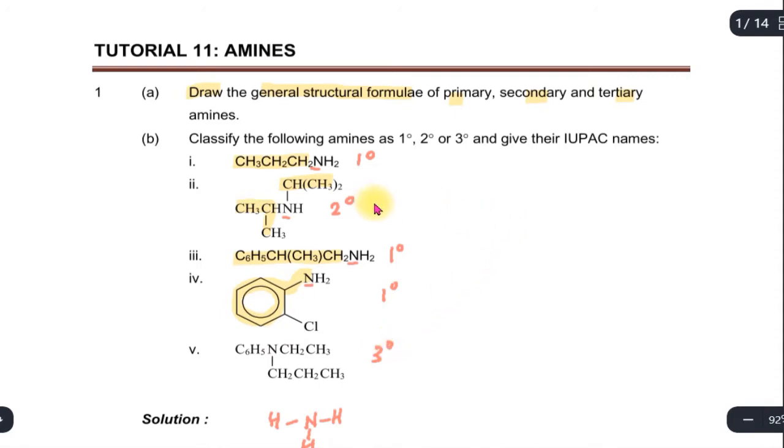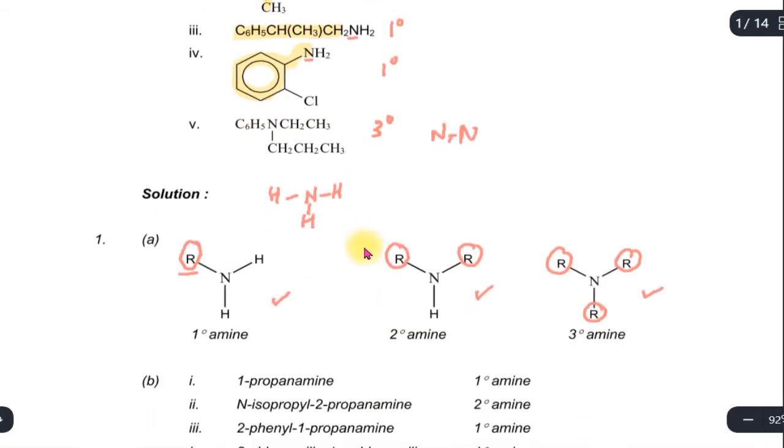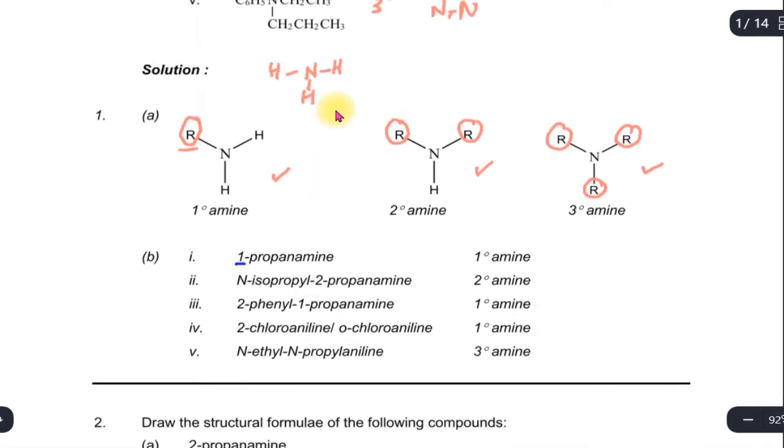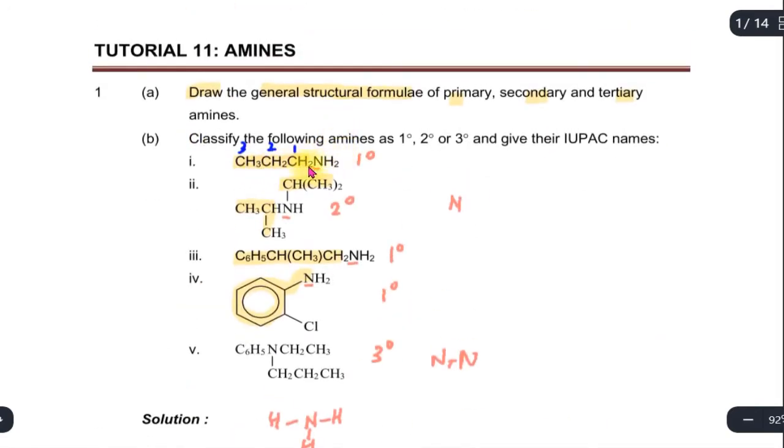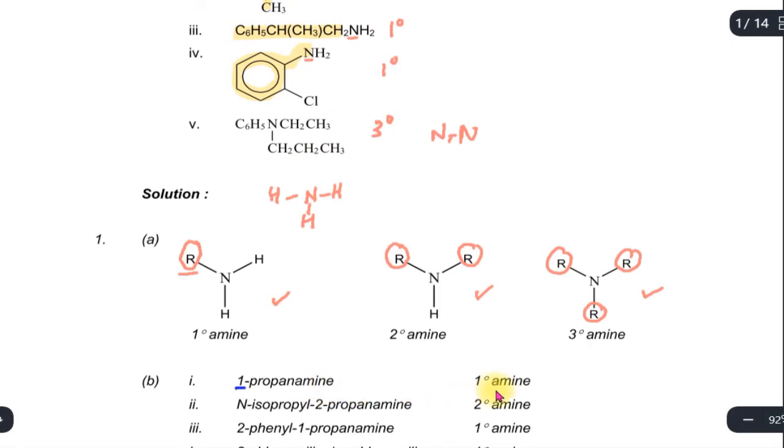For the secondary amine, the name will start with N, and for tertiary also. Primary is much easier. So to check, this is 1 carbon, 2 carbon, 3 carbon, so straight away propane amine. Don't forget you have to put the position, because the amine group could be at C2 as well. So we must put position 1 for the amine group. So this is 1-propane amine, a primary amine.